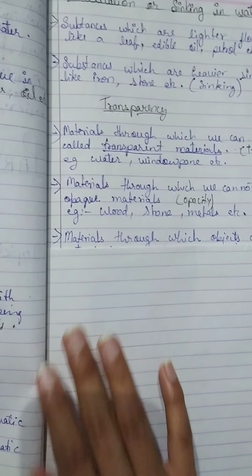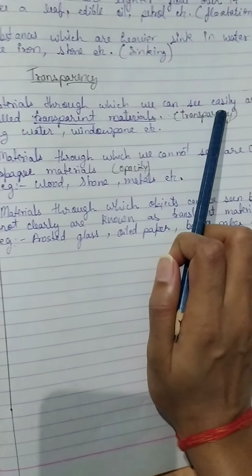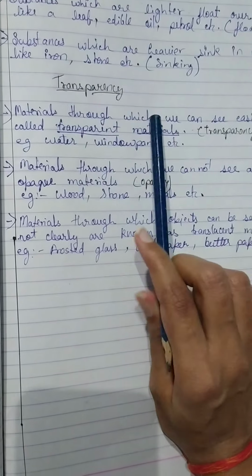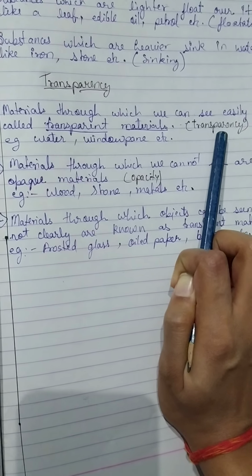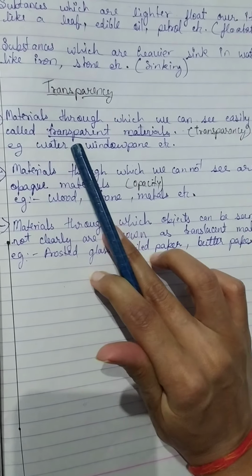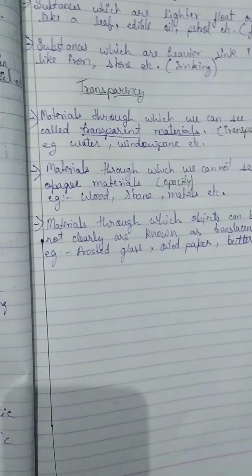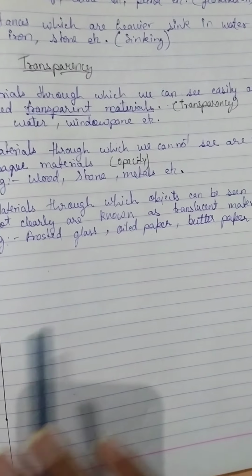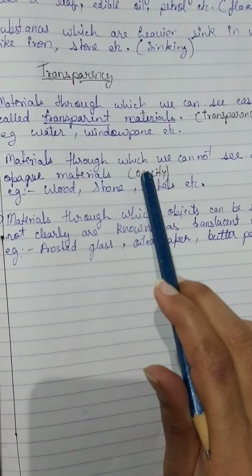Now another topic is transparency. Next property. What is transparency? Materials through which we can see very clearly are called transparent materials, and this property is known as transparency. Examples: water, window pane, etc. Materials through which we cannot see are called opaque materials, and this property is said to be opacity.